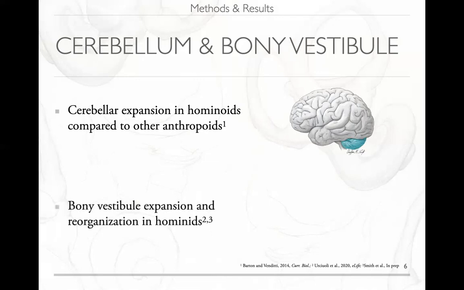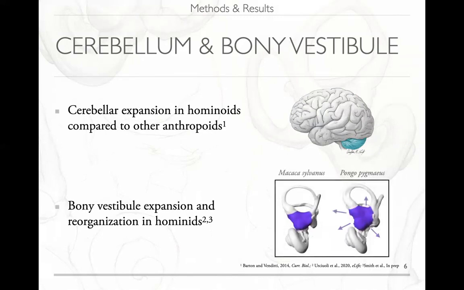If we move now to talk about the bony vestibule itself, published data combined with results from our own lab point to an expansion of this bony vestibule in hominids, along with a structural reorganization, with the greatest expansion in volume found in Homo sapiens. Here you can see a comparison of the expanded bony vestibule in an orangutan compared to a macaque. The area of the bony vestibule here is highlighted in purple. This could potentially reflect differential otolith function, and it's interesting that many of the same taxa exhibit similar changes to both bony vestibule and cerebellar volume.